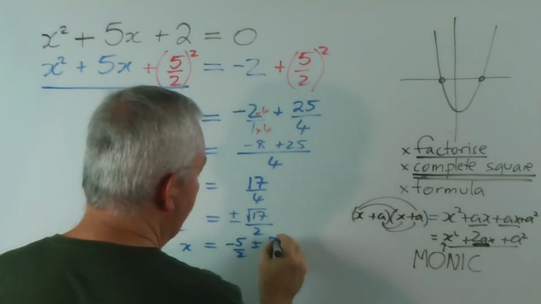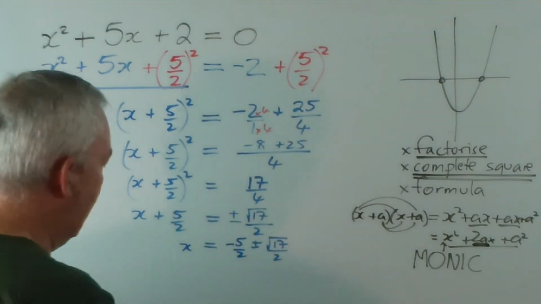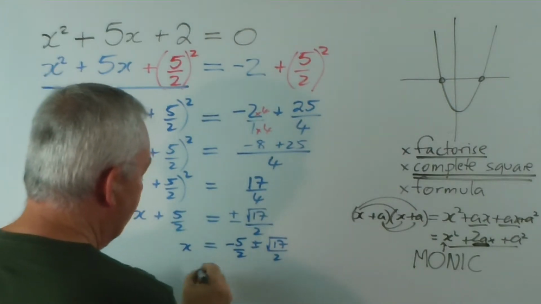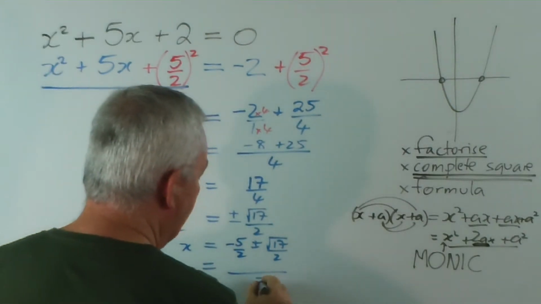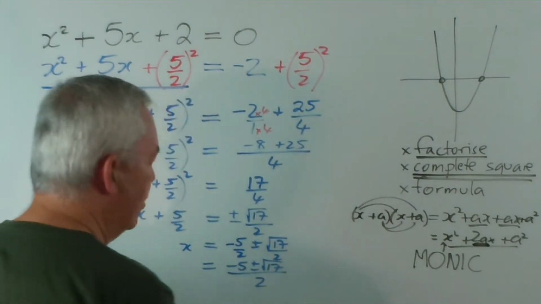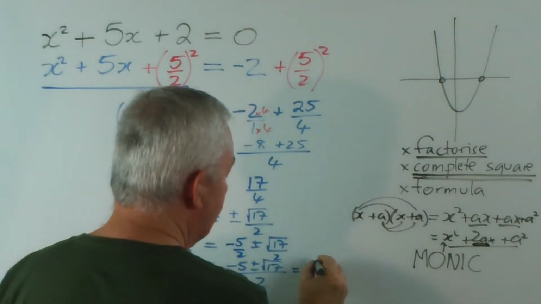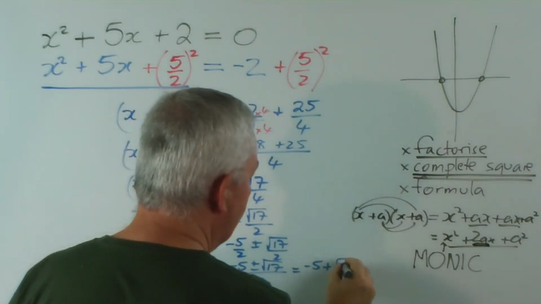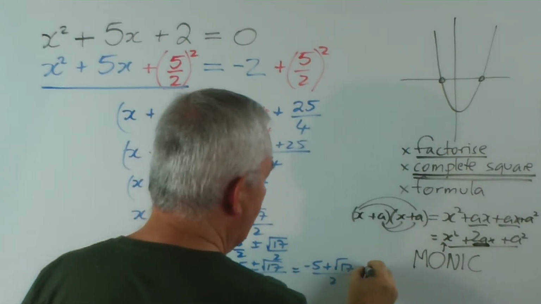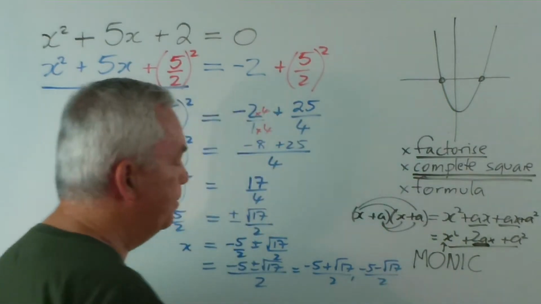plus or minus the square root of 17 on 2, which I think I'm just about off the bottom of the board, but I think I can just squeeze this in. All over 2 will be minus 5 plus or minus root 17. So one root would be negative 5 plus root 17 on 2, and the other would be negative 5 minus root 17 on 2.